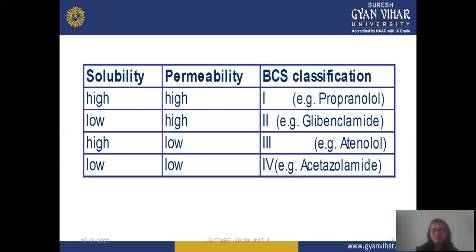In the first class, both solubility and permeability are high, and the example is propranolol. In BCS class 2, solubility is low and permeability is high. The example is glibenclamide. The third class is high solubility and low permeability, and the example is atenolol. The fourth or last class is low solubility and low permeability, and the example is acetazolamide. These are the examples according to BCS classification based on solubility and permeability properties.